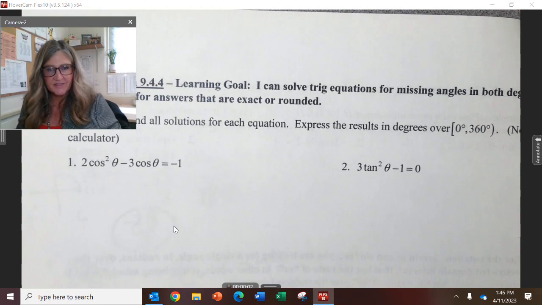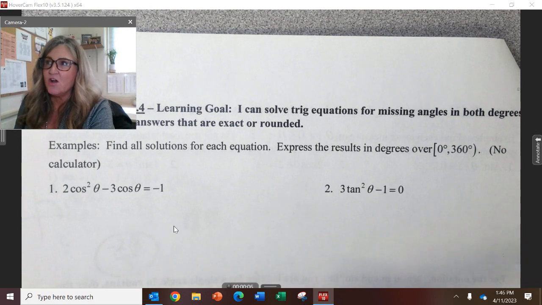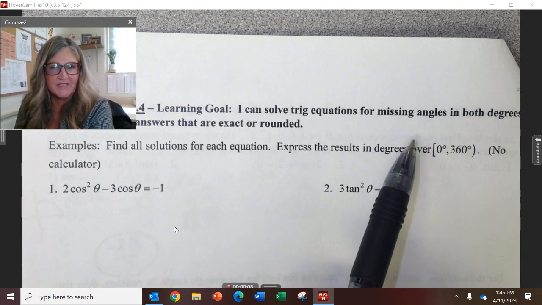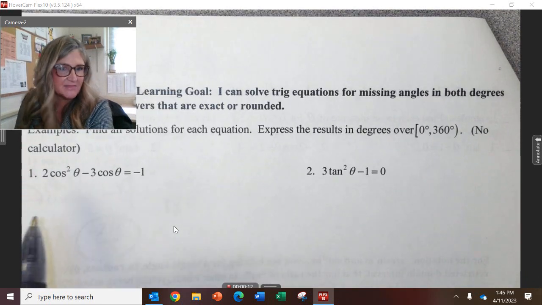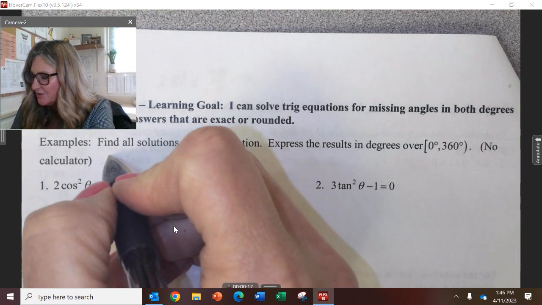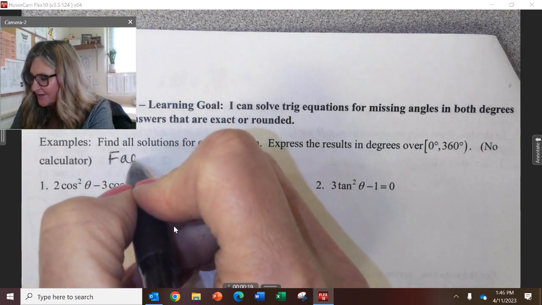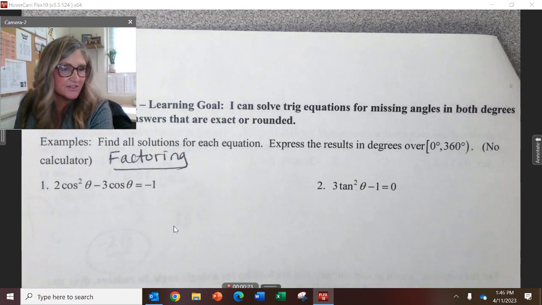Okay guys, let's take a look at these. So what we're going to be trying to do is solve trig equations for the missing angles, and sometimes these are going to be in degrees and sometimes in radians. We're going to want to look at the directions. Something that's going to be new is we're going to have to use factoring in order to solve these. We're going to have to factor first.